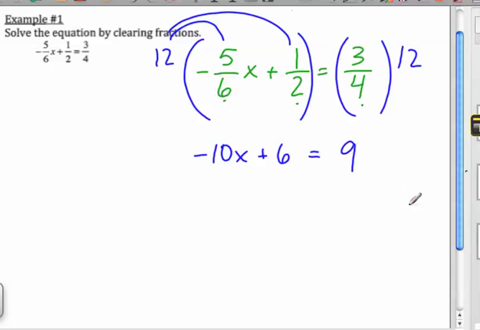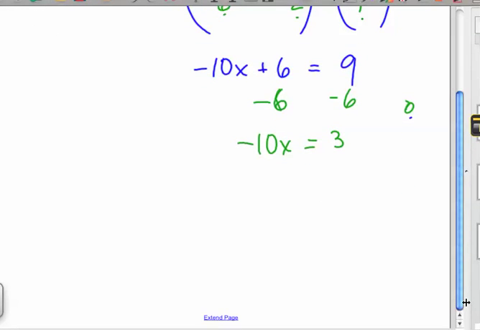Beautiful. Now, my new problem has no fractions. And I like that. That makes it easier for me. What's the next thing I want to do, Liam? Subtract 6. Excellent idea. I need to subtract 6 from both sides. And that's going to give me negative 10x is equal to 3.